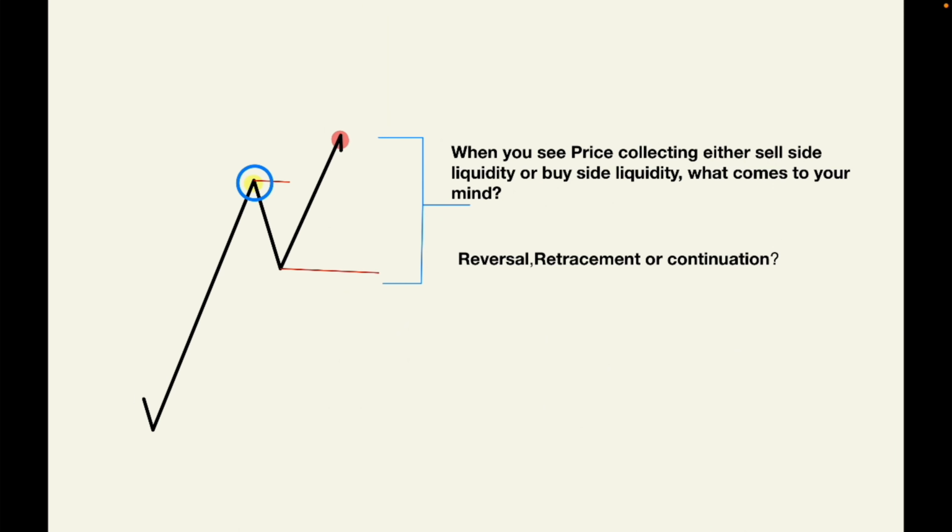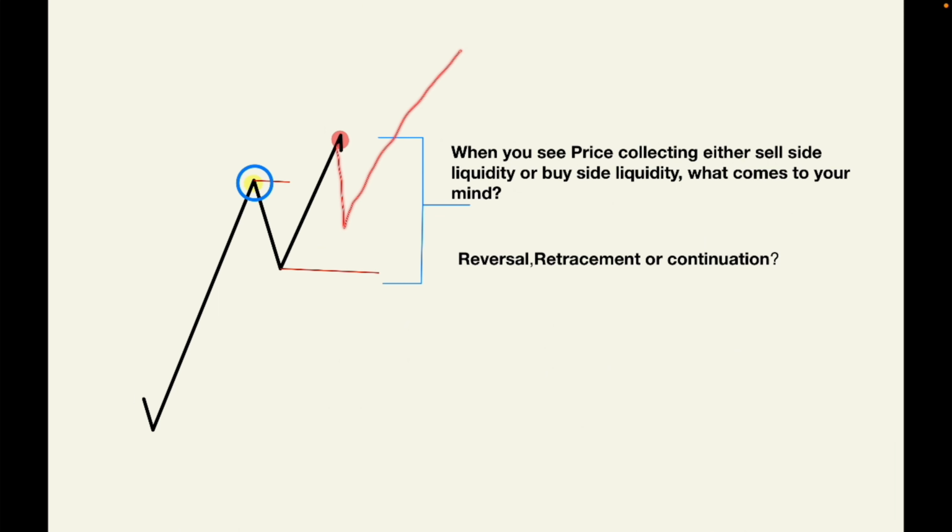The first thing that comes to my mind is that I'm either going to have a reversal, or a retracement, or a continuation. It simply means price might just continue to push up, or I'm just going to have a little bit of a retracement and then price continues to push up.